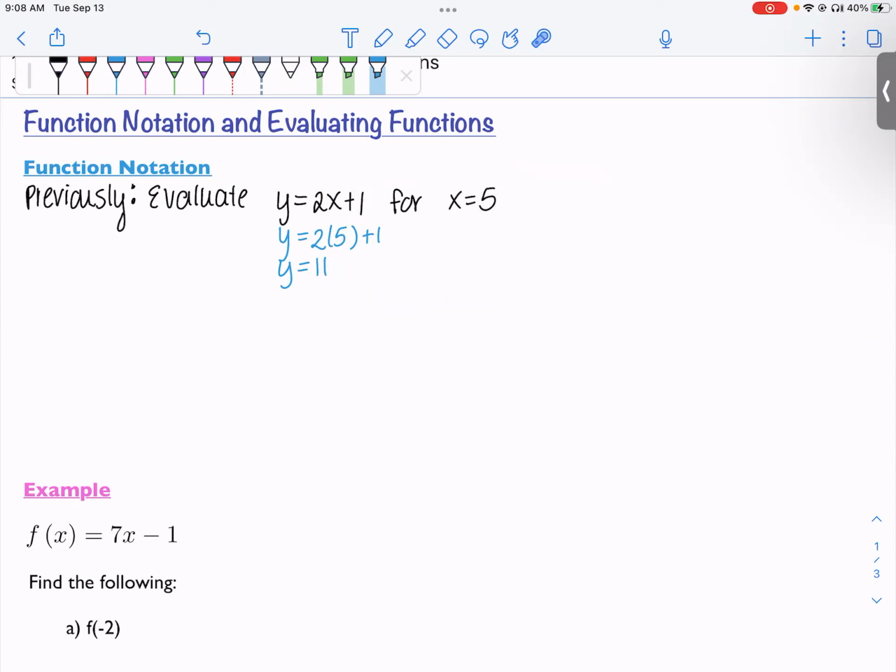But here's the thing. y equals 2x plus 1 represents a function. This is a function right here. With functions, we have a different type of notation that lets us write this very long sentence a lot faster. So let's talk about what that notation looks like. It looks a little bit like this. This is what we call function notation.